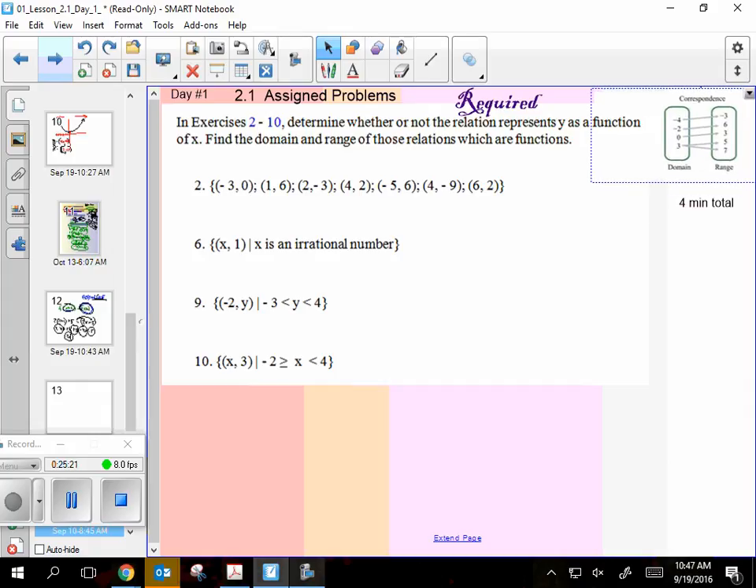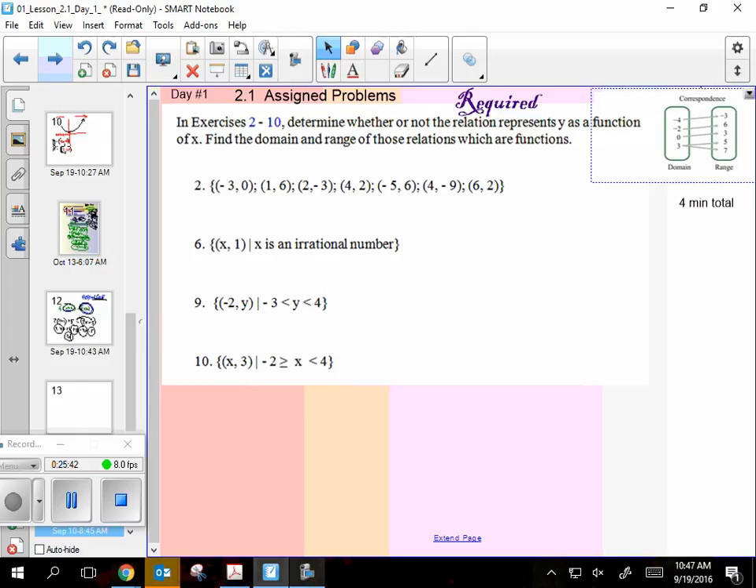Is that an example of a function or not a function? That is not a function because one of its inputs has two outputs, or I could say one of its domain has two things in the range, because those are synonymous. Remember, input, output, domain, range. All right, so that's not a function.